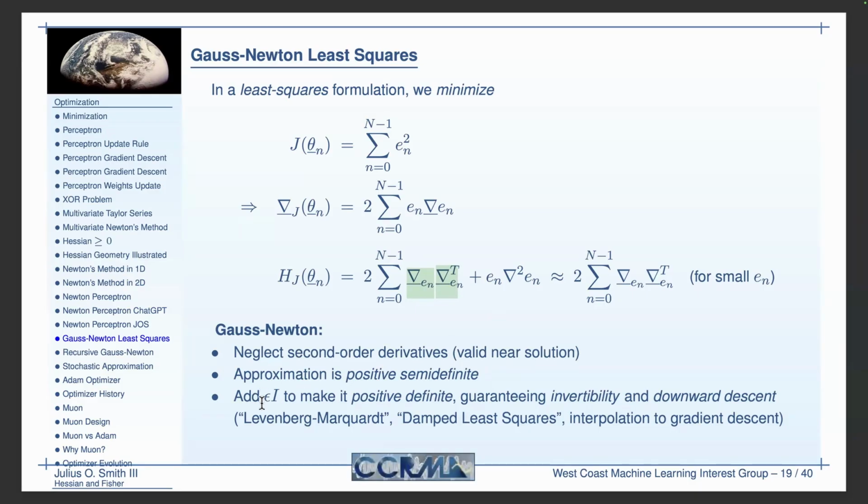Adding epsilon normally brings in the name Levenberg-Marquardt. I've also seen it called damped least squares. And as I was saying before, when your second derivative vanishes and you start relying on this, it reduces to gradient descent with step size 1 over epsilon times whatever your outer step size is. And so it looks similar to Shampoo.